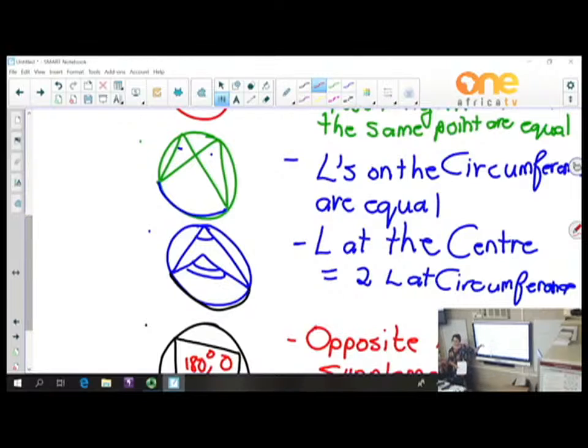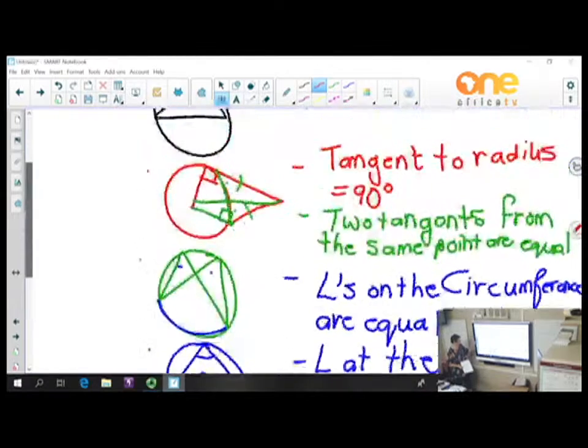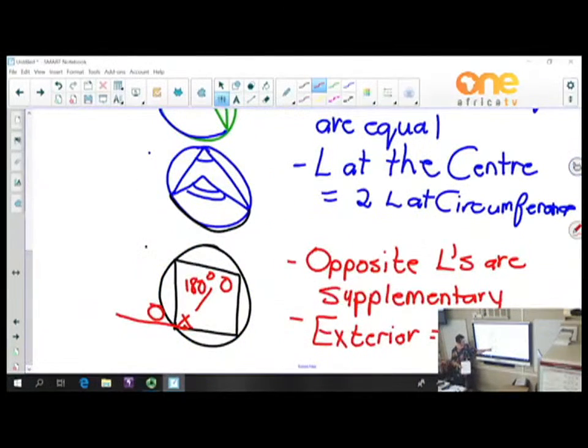Now we've got the next two. This is about angles on the circumference. The angles on the circumference are equal, and the angle at the center is twice the angle at the circumference. And then the last two, cyclic quadrilaterals. Opposite angles are supplementary, and the exterior angle is equal to the opposite one. This is what we're going to use now. So keep that open in your book, and we continue on our worksheet, working with circle geometry.